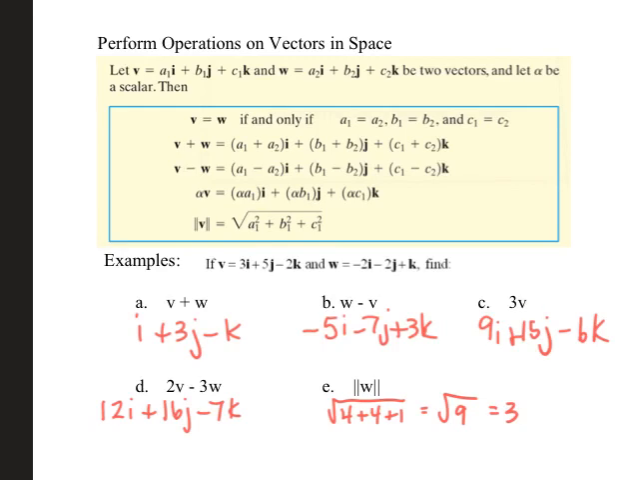3v is just distributing a 3 in here: 9, 15, -6. Here on this one, I would distribute the 2 and then distribute the -3 and then add like terms. And for E, here is your magnitude of w. So I pretty much ignore the signs and just say 2 squared plus 2 squared plus 1 squared and then square root it. All right.